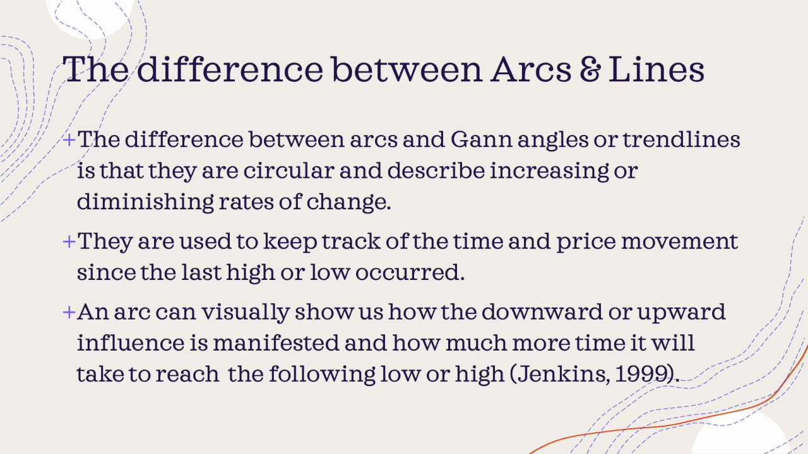The difference between arcs and Gann angles or regular trend lines is that they are circular and describe increasing or diminishing rates of change. They are used to keep track of time and price movement since the last high or low occurred. An arc can visually show us how the downward or upward influence is manifested and how much more time it will take to reach the following low or high.